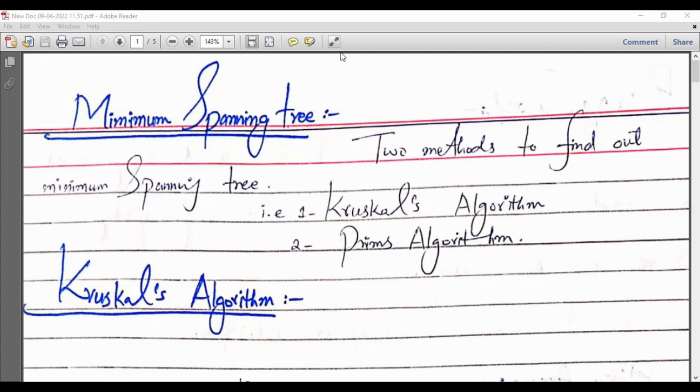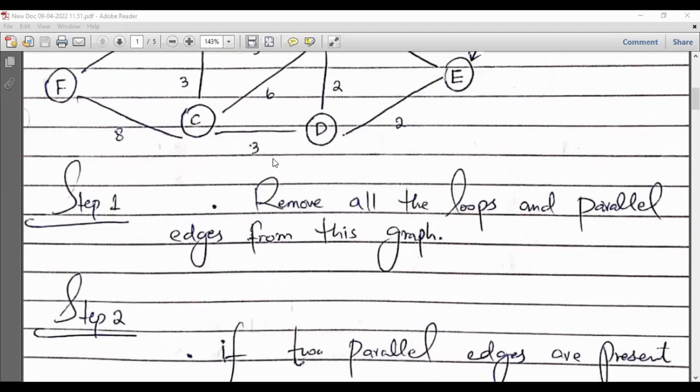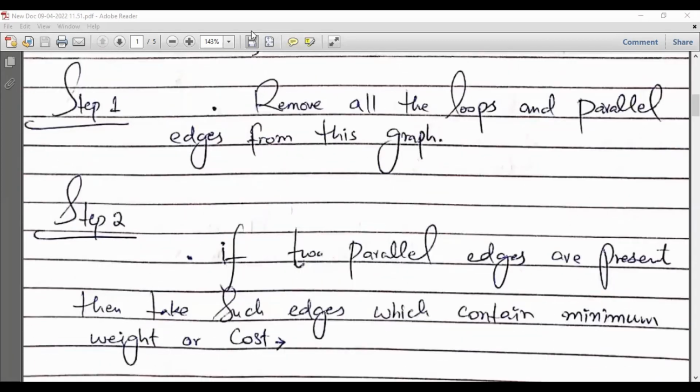First of all, for every algorithm you need to solve, you need to follow the steps. Without steps you cannot solve any algorithm. The steps are the same as for Prim's algorithm, but first let me show you where the steps are. Yes, these are the steps, which I hope you can see on the screen.